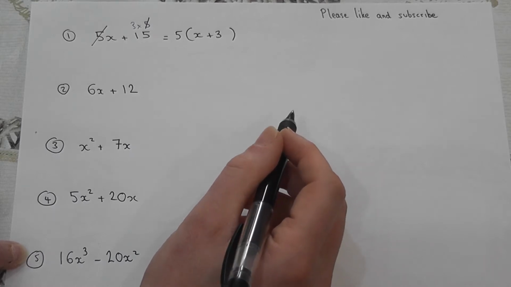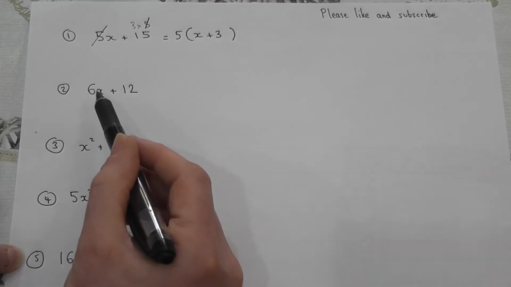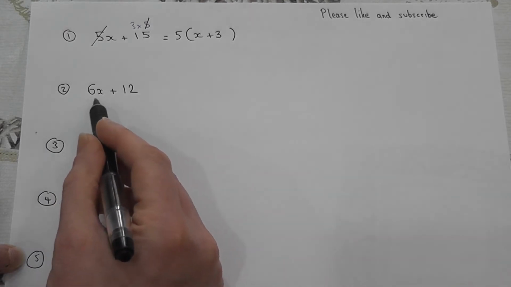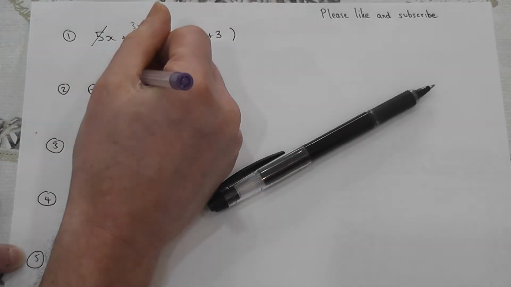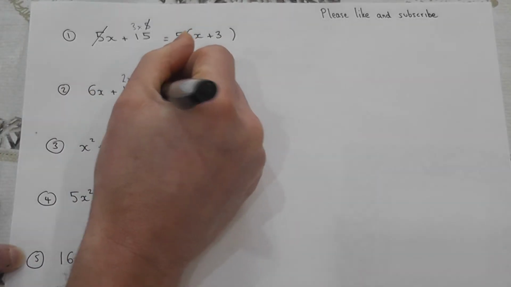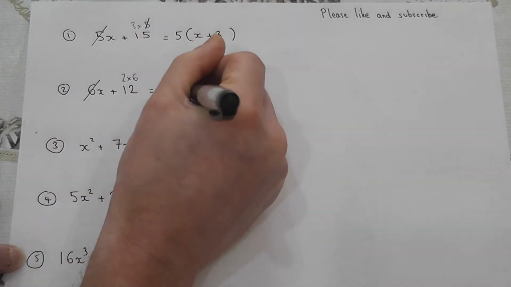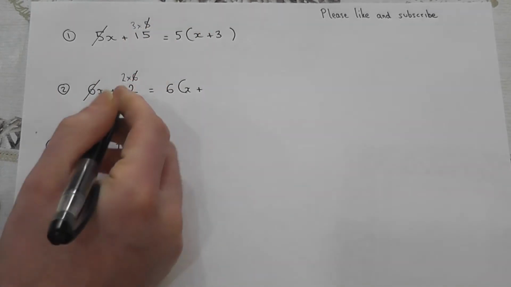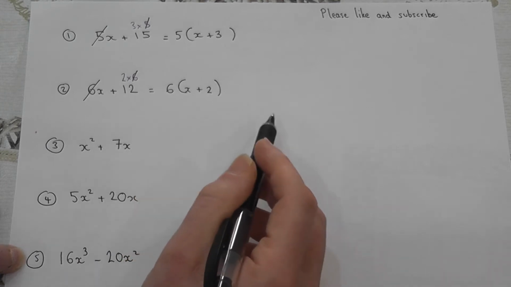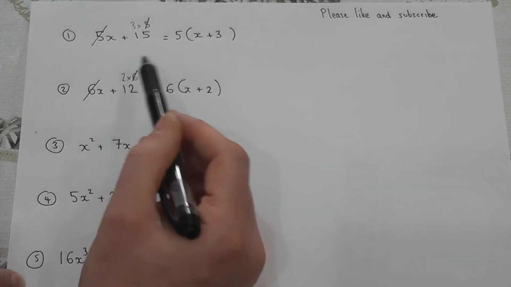So the second one, 6x plus 12, similarly, we look at the highest common factor of 6 and 12. Well, 6 goes into 6, but 6 also goes into 12 because 12 is 6 lots of 2. So 6 is the highest common factor, so I can write 6, and if I factorise, there is an x and there's also a 2. So it factorises to 6 bracket x plus 2. So these are the ones where there's a numerical or a number factor.